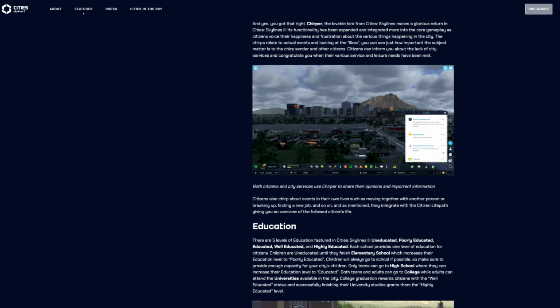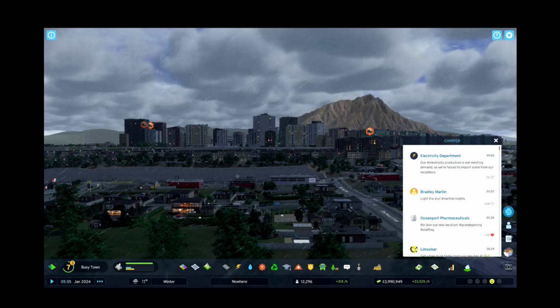Chirper, the lovable bird from Cities Skylines, makes its glorious return in Cities 2. Its functionality has been expanded and integrated more into the core gameplay as citizens voice their happiness and frustration about the various things happening in the city. The chirps relate to actual events, and looking at the likes, you can see just how important the subject matter is to the chirper and to others. Citizens can inform you about the lack of city services and congratulate you when various services and leisure needs have been met. Cool. Both citizens and city services use Chirper to share their opinions and important information.